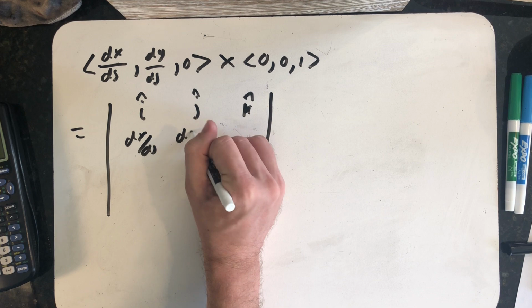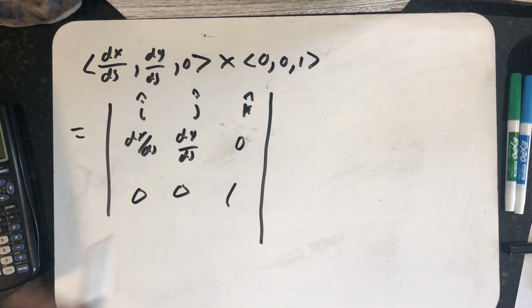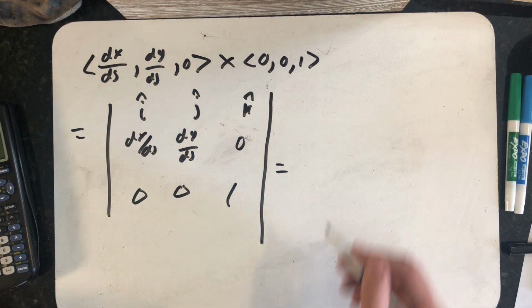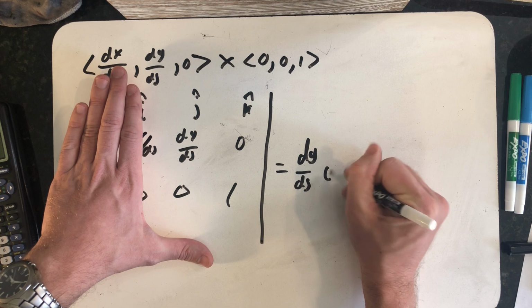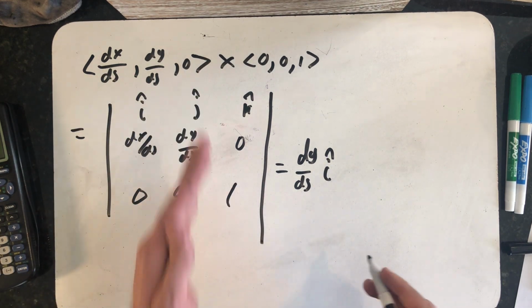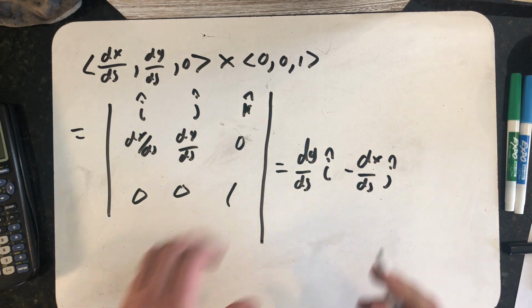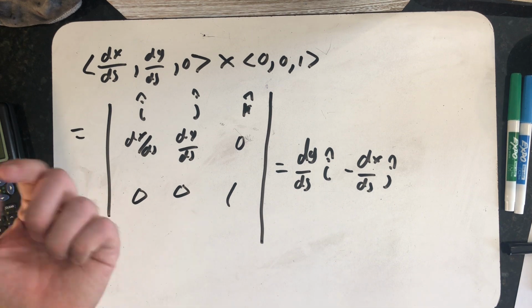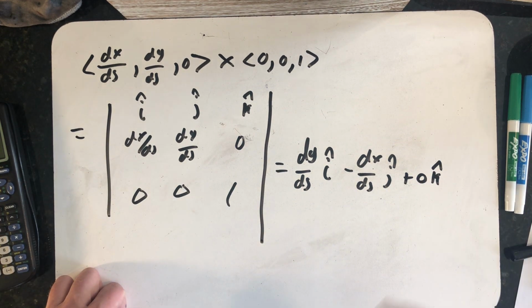And so just setting up my cross product here. All right, I'm going to expand across that top row the way we usually would. So my i component will be dy ds. My j component will be minus dx ds. And then, fortunately, the k component is 0 because this vector was supposed to live in the plane, right? It's outward pointing in the curve and lives in the plane, so we do end up with a 0 k.